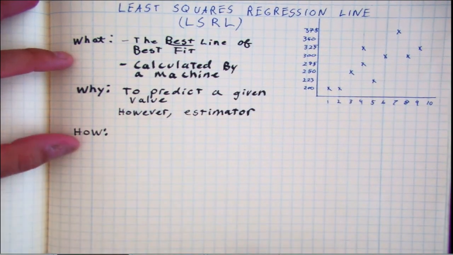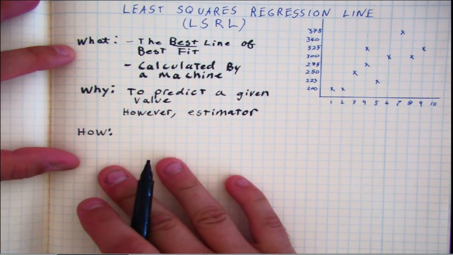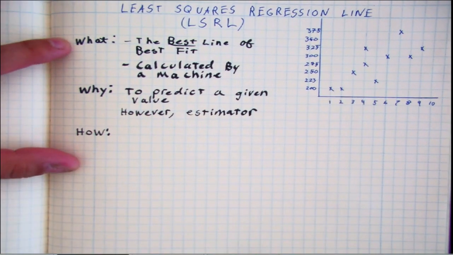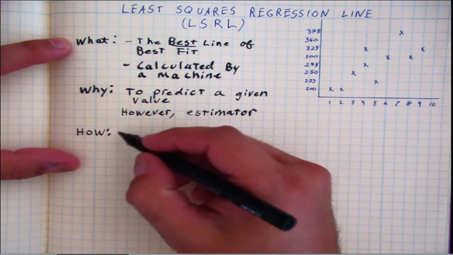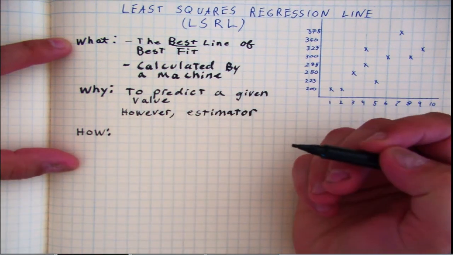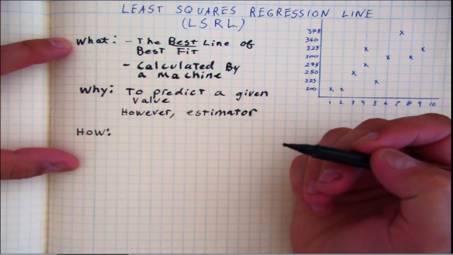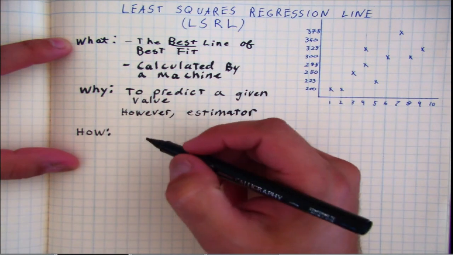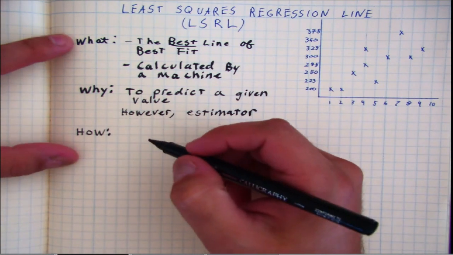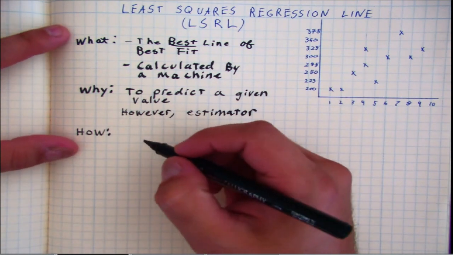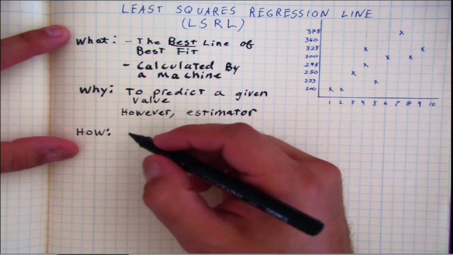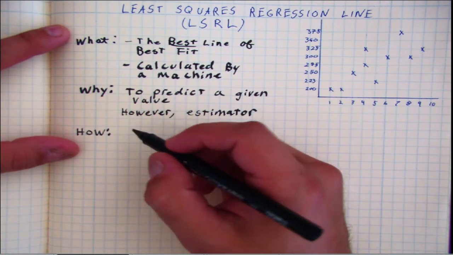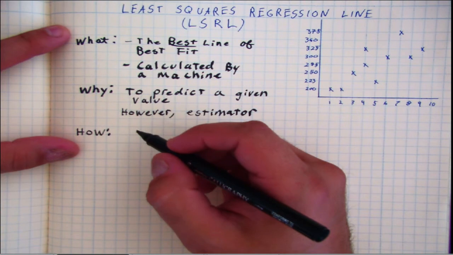Okay, now we get to the mathematics of it. How do we find the LSRL? Well, you have to find it using a calculator or a computer. There is a way to do it by hand. It just takes a long time, and if you take an AP exam or any kind of college exam, you'll be able to use a graphing calculator. So there's no point in this lesson in showing you how to do it by hand.